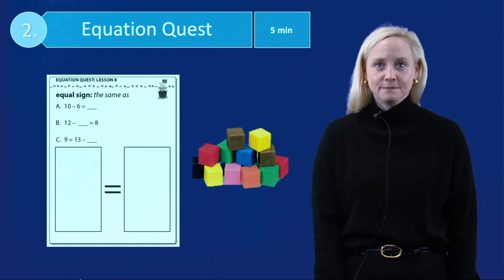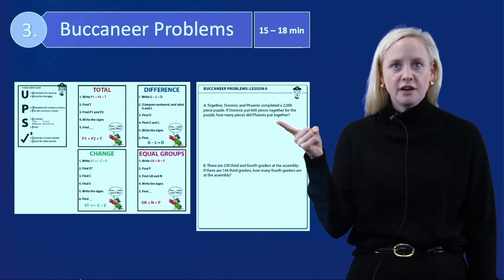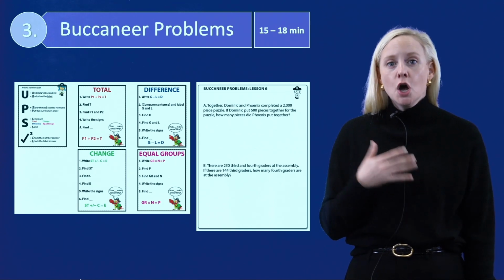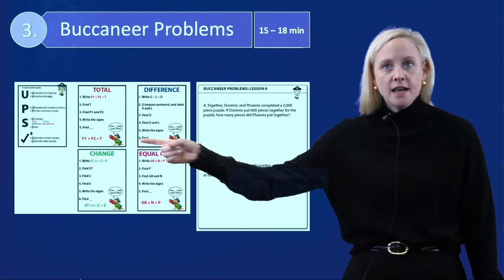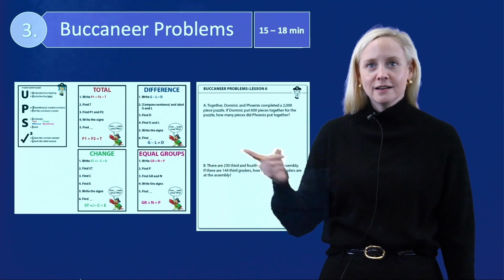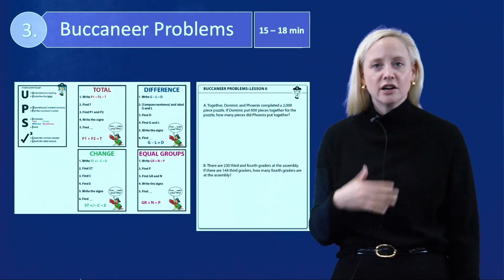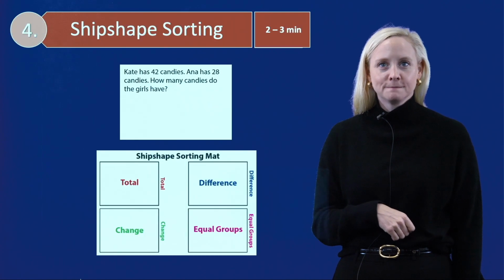Our third component, which is really the meat of our intervention, are our Buccaneer problems. So this is our guided practice activity where the tutor and the student set up and solve 3 different word problems. And we use here our posters with our UPS check squared attack strategy and our different schemas to help us set up and solve the word problems.